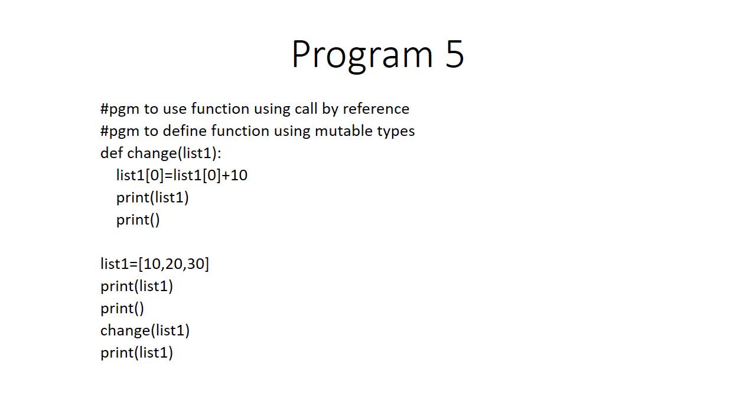And coming back to the main program, the main function, again the list is printed. Like in the previous program, here also we printed list1 three times: one before the function call, one inside the function definition, and one after the function call. And see the difference.